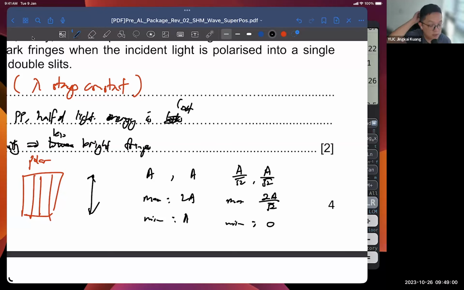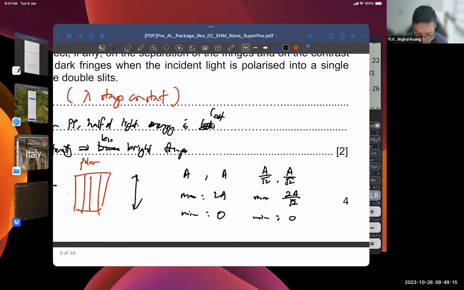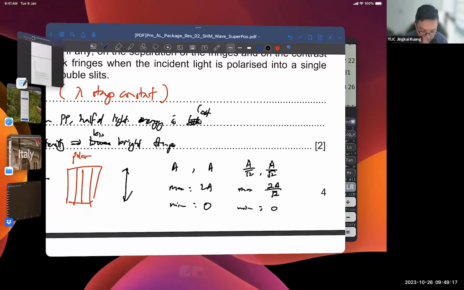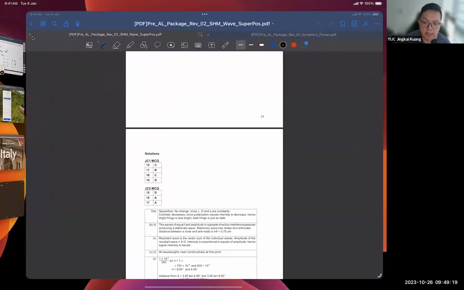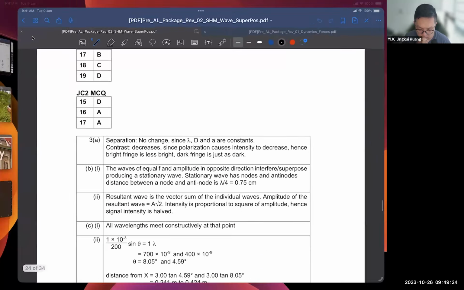Your minimum here should be, sorry, I'm missing, this one should be 0. So your darkest one does not change, but your bright fringe will become less bright. So I think this one is over here: polarization causes intensity to decrease, hence the bright fringe is less bright.